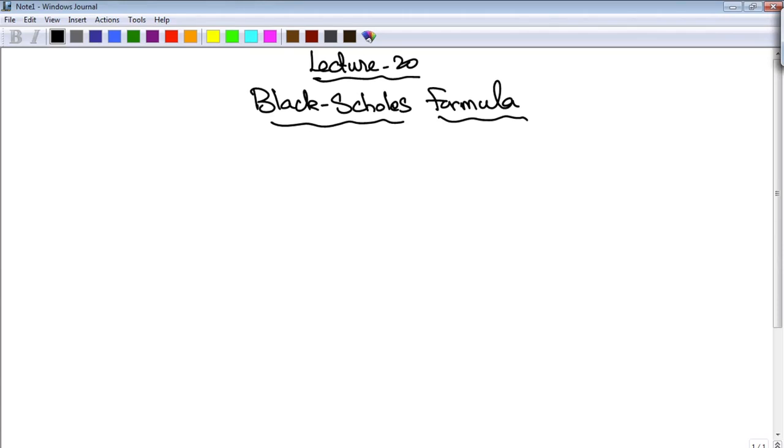In the last lecture, we have derived the Black-Scholes model for European put option. The main attraction of the Black-Scholes model is that we can write the model in an explicit formula. In this lecture, we will derive the explicit formula for Black-Scholes model. First, we will establish the formula for put option, and then using the put-call parity, we can also establish the formula for call option.